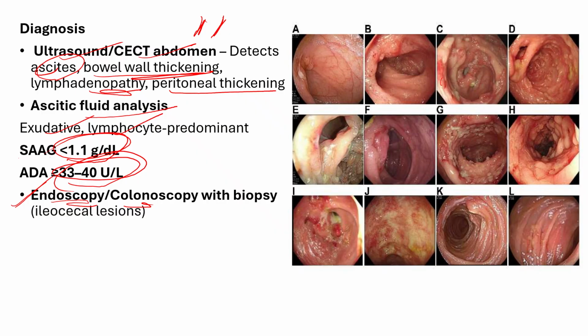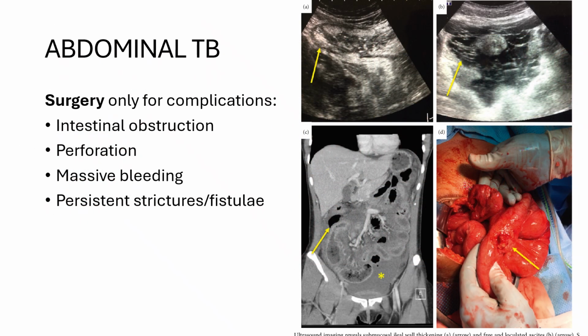So what we see here are the ulcers, here are the polyps, and here we see the strictures, which are complications. The treatment would be 6 months of ATT. If there is obstruction, perforation, bleeding, strictures, or fistulae, then the requirement for surgery comes. Like in this case of the CT, there is thickening of the bowel, there is ascitic fluid, and there is a stricture seen in the laparoscopic surgery image.